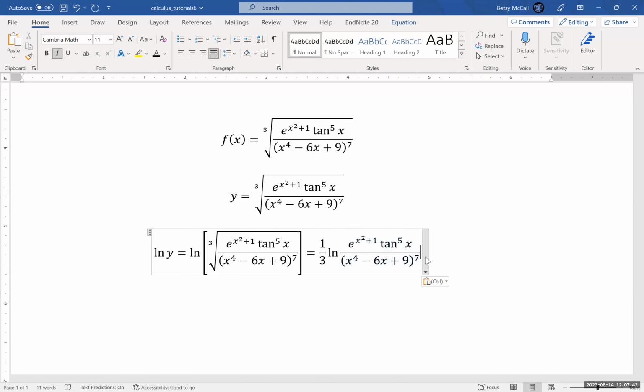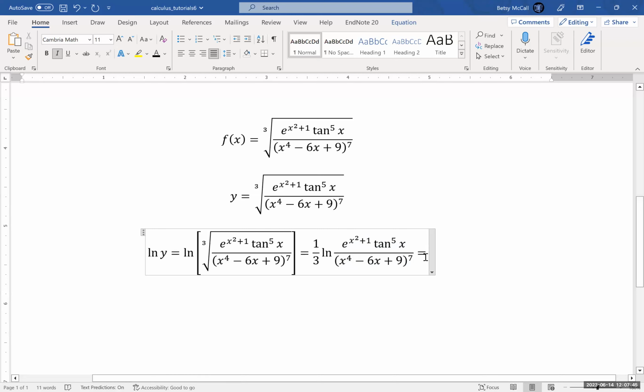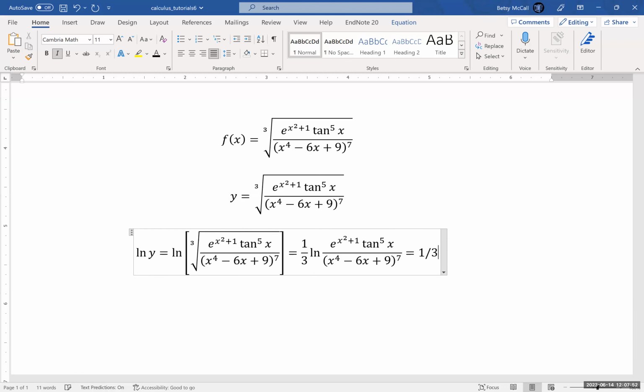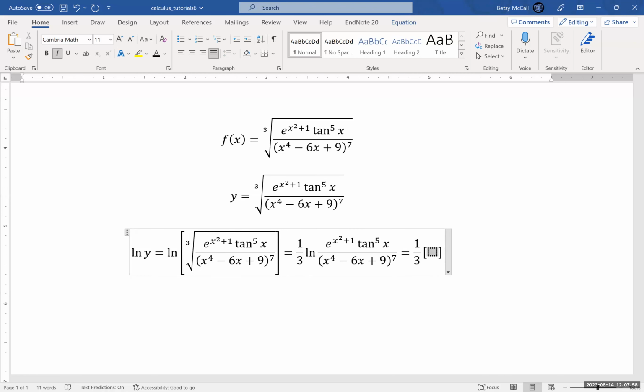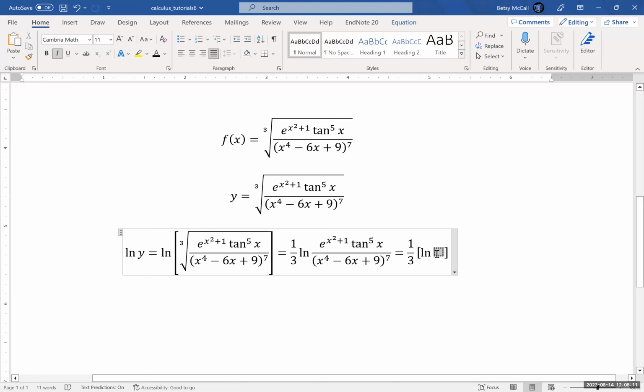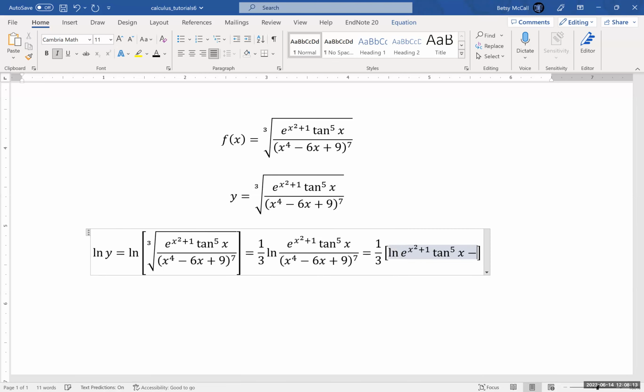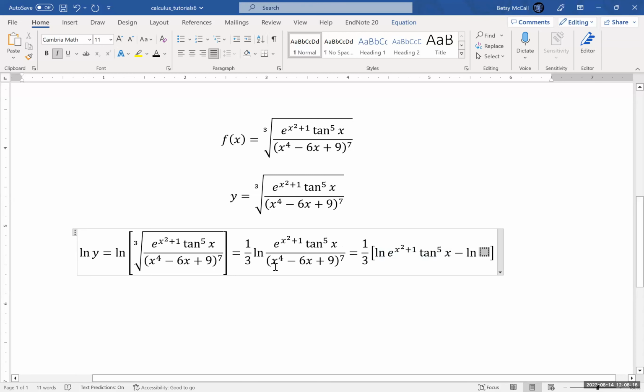And then what's different in this case is instead of just applying one power rule, you keep going. So we're going to have our 1/3, and then we're going to apply another log rule, the division rule. When you have division inside of a log, you turn that into subtraction. So we get log of the numerator minus log of the denominator.